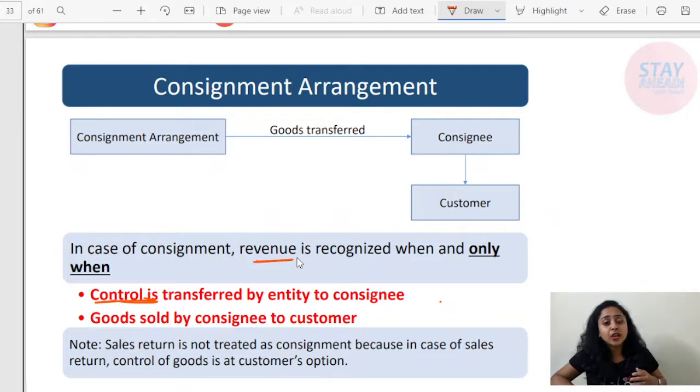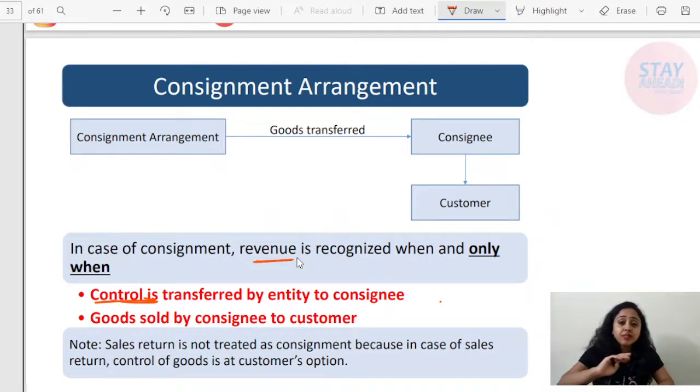Now any surplus, risk or reward will not be with the consignor. It is wholly of the consignee. If control has been transferred, and risk and rewards have been transferred, then only you are in a position to record revenue, otherwise not. There is a very good example in the ICA module: one is transferring goods to the consignee, but it will be sold to the final customer. On every sale, they will be offered 10% or rupees 10 extra commission. So still it is not sold to the final customer.